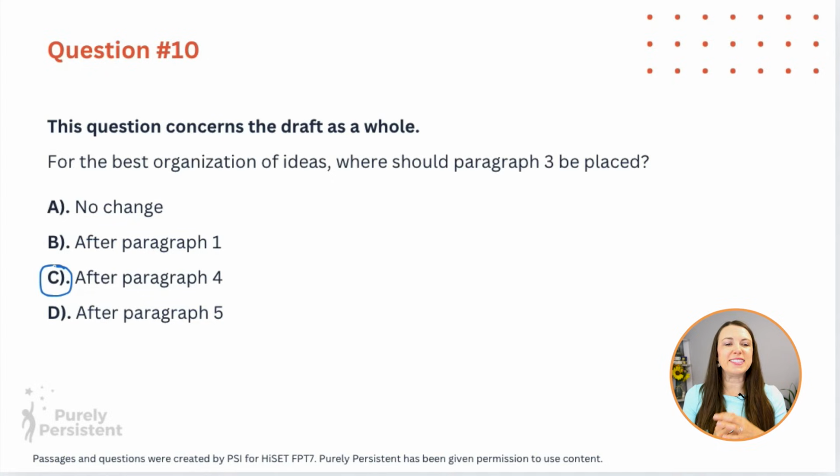So notice how I didn't go and look at what options there were first. I went into the article and saw where it makes sense to put this paragraph and where it doesn't. And then I went back and looked, okay, there it is, perfect.